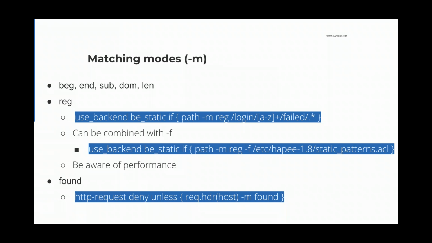-m found is the last match mode, which is a special one, which allows you to determine if a given fetch is available or a given converter is available. In this particular case, this example will deny any request if the host header is not present in the request. You can also do it with maps, so you could do req.hdr(host),map with a map file -m found, which would return true if the host header is found in the map, and you can use unless to detect if it's not in the map, that type of thing.